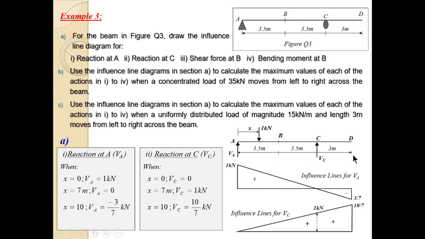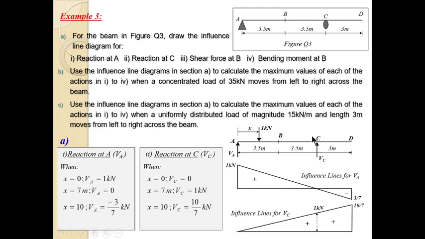So with this, our diagram, as usual, when x equals 0, that is when the 1 kilonewton load is directly on top of VA, VC will be 0. When x equals 7, when the 1 kilonewton load is directly at C, the load will be carried only by VC. So VC will be equal to 1.